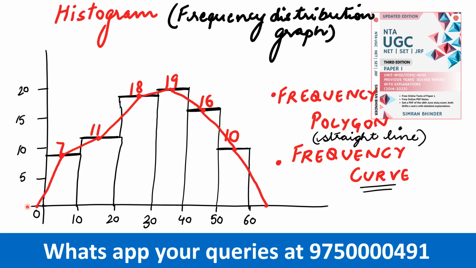In the same manner, when these midpoints of the histogram are connected by a free hand, okay, if we join all those midpoints with a free hand, then what do we call it? Frequency curve. Remember this, with a free hand, not by straight line. So I hope these two terms are clear to you.